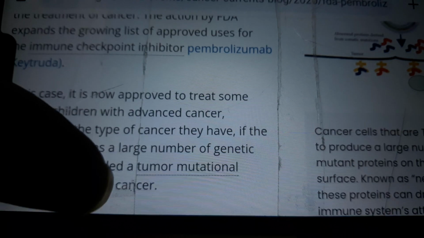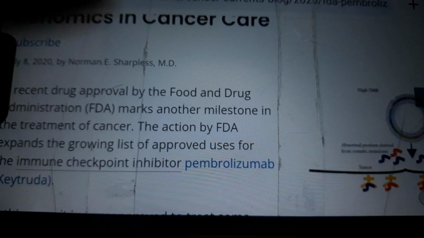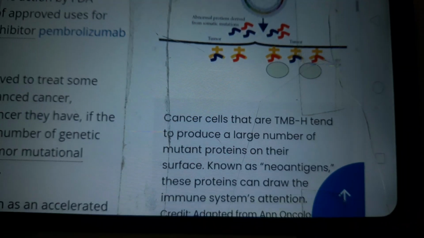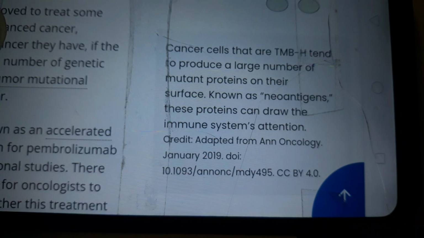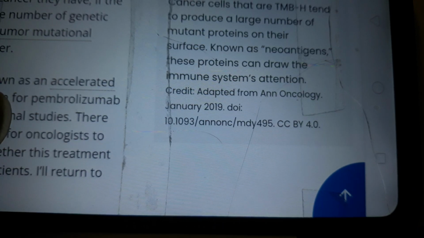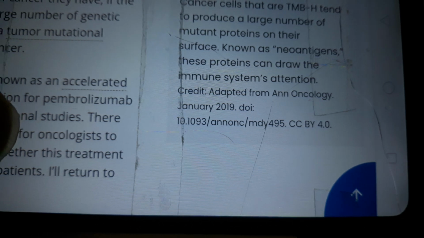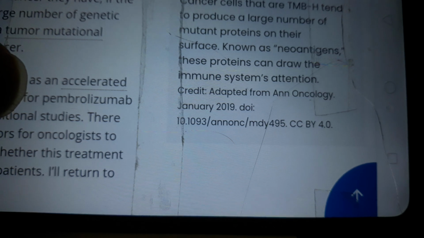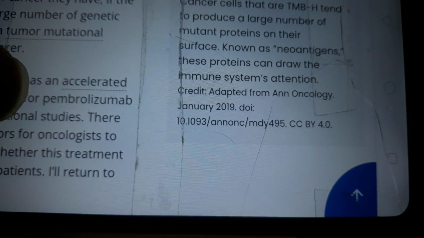So the illustration here shows, this is the illustration, right? Right here, the cancer cells that are TMB-H tend to produce a large number of mutant proteins on their surface, known as neoantigens. These proteins can draw the immune system's attention.